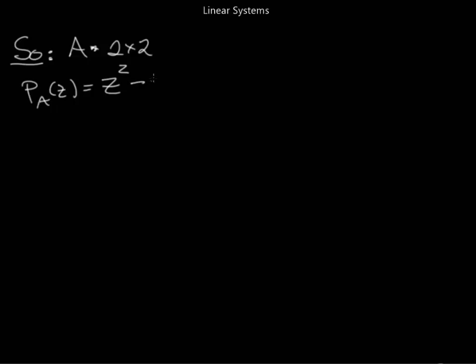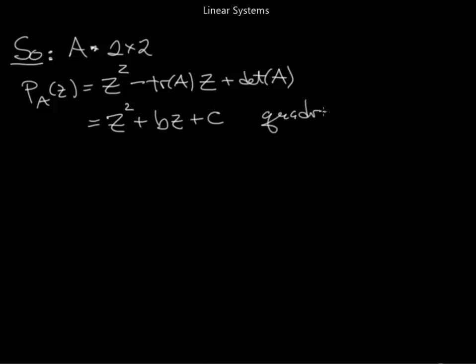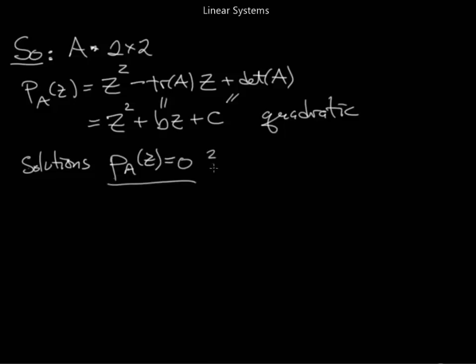So let's go back and look at the 2x2 case again. You have this formula of z squared minus the trace times z plus the determinant. I'm just going to write out z squared plus bz plus c for the moment, to indicate that it's a quadratic, where b is minus the trace and c is the determinant. So this is a quadratic function, and what are the solutions to it? Well, there are a couple of different cases.